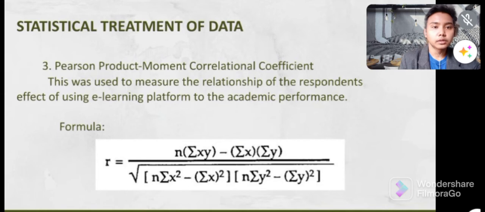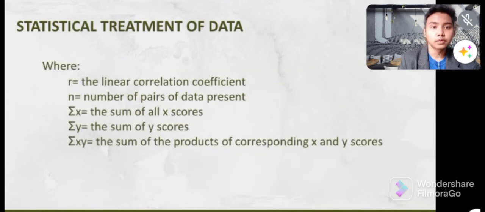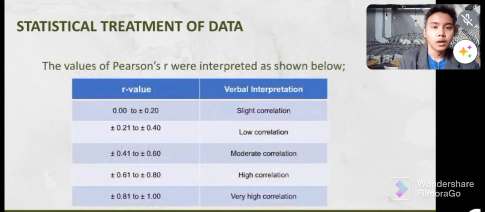Number three is the Pearson product-moment correlation coefficient. This was used to measure the relationship of the respondents' effect of using the e-learning platform to the academic performance. The formula is presented where R means the linear correlation coefficient, N means the number of pairs of data present, the summation of X means the sum of all X scores, the summation of Y means the sum of Y scores, and the summation of XY means the sum of the products of corresponding X and Y scores. The values of Pearson's R were interpreted as shown below.